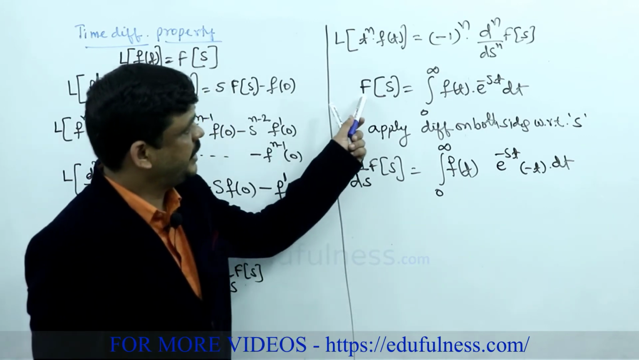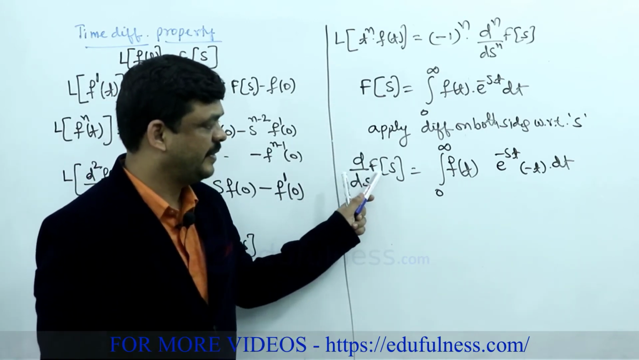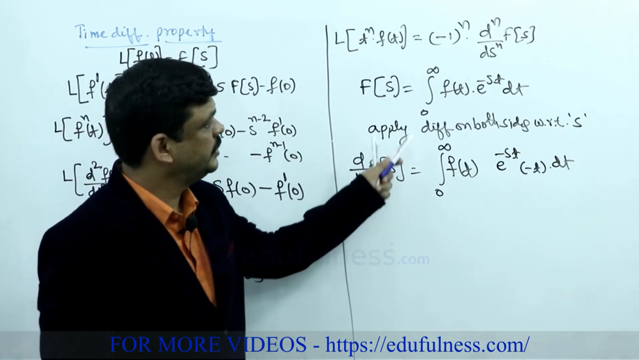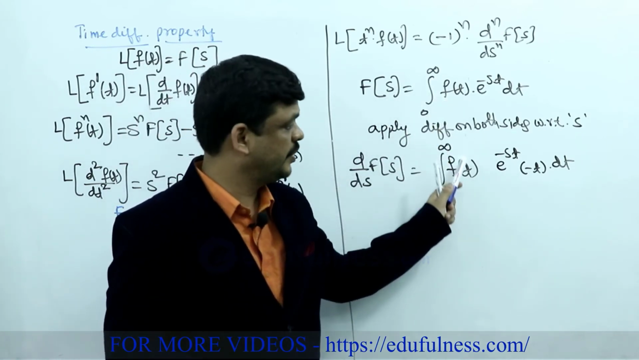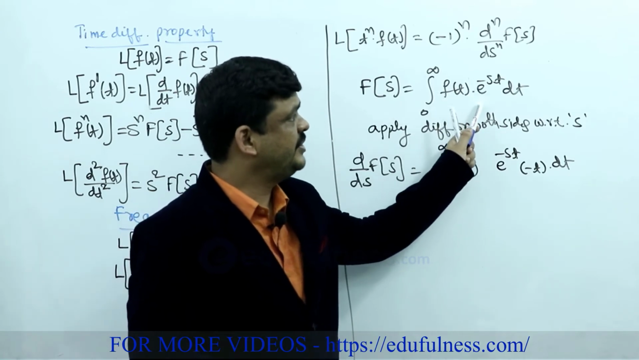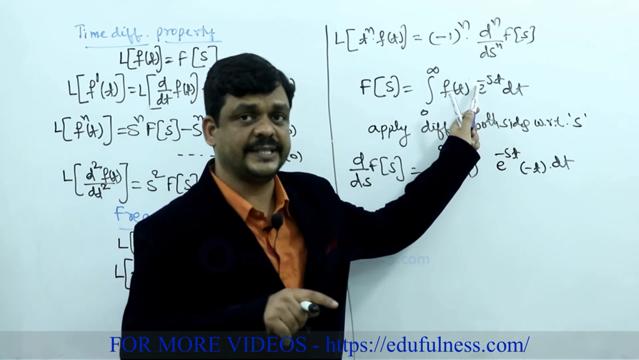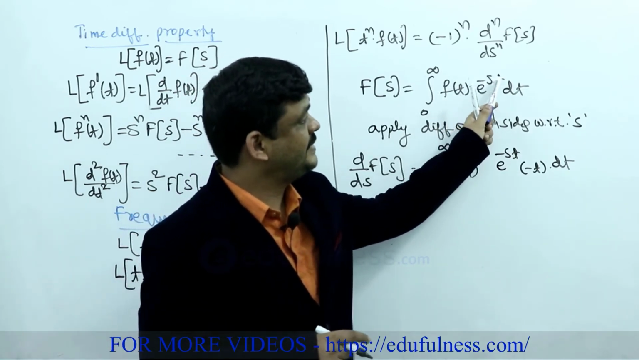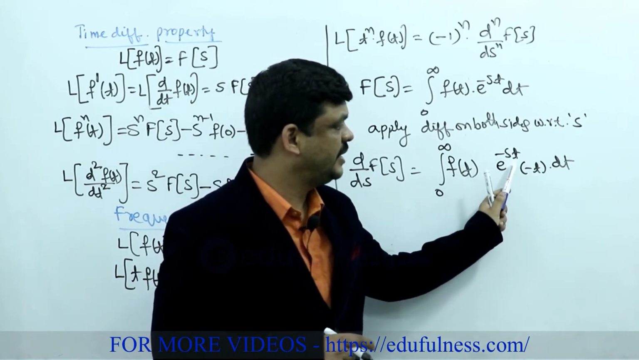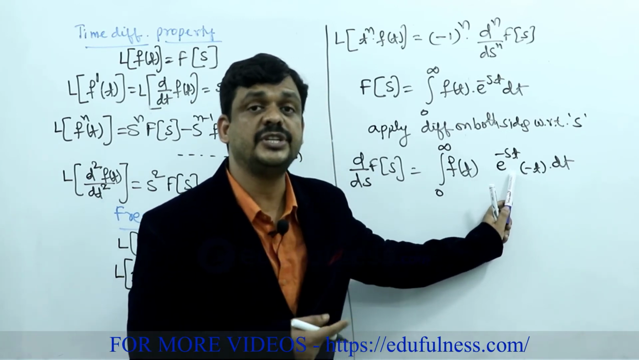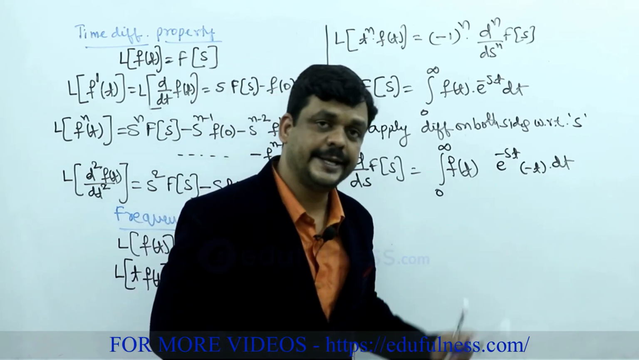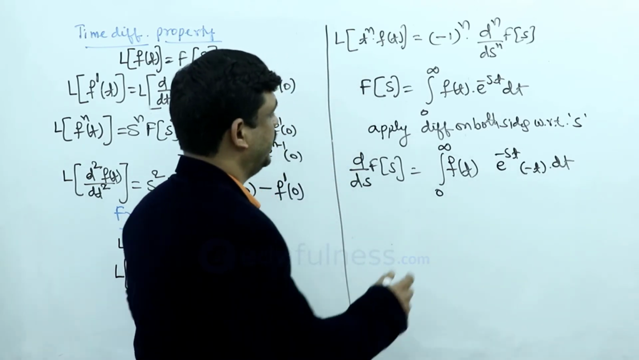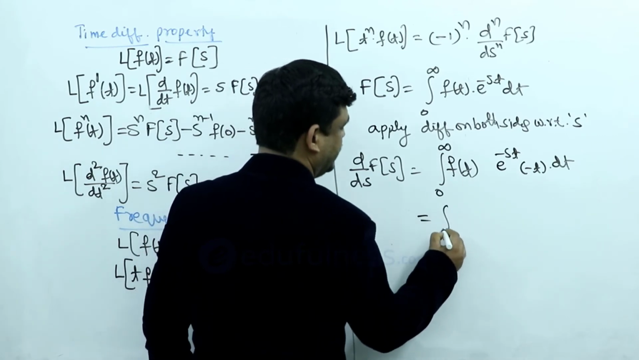See, this side differentiated d by ds of F of s is equal to integration from 0 to infinity f of t function independent of s. So write f of t as it is and differentiate this term with respect to s. E to the power of minus st is e to the power of minus st into minus t, because here differentiation with respect to s is there. So into minus t dt. Right? Now the complete function becomes like this.